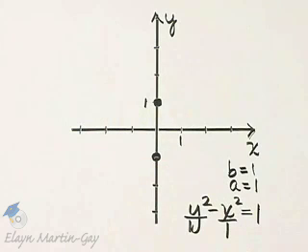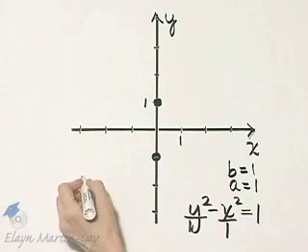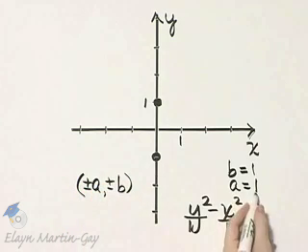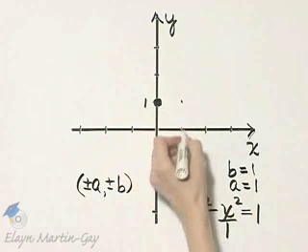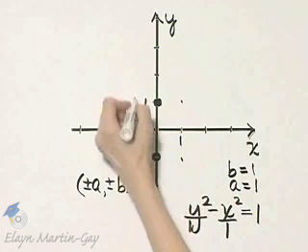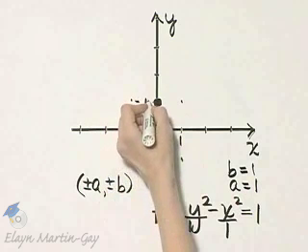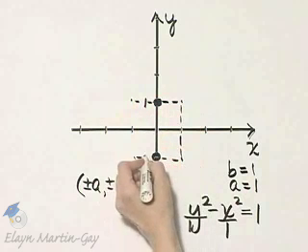If you'd like, you can go ahead and dash in a rectangle to help you draw the asymptotes that will help you draw the hyperbola. To draw the rectangle, remember you draw a rectangle using the corners of points of the form plus or minus a, plus or minus b. A is 1 and b is 1. That means the corners of the rectangle will be (1, 1), (1, negative 1), (negative 1, 1), and (negative 1, negative 1).